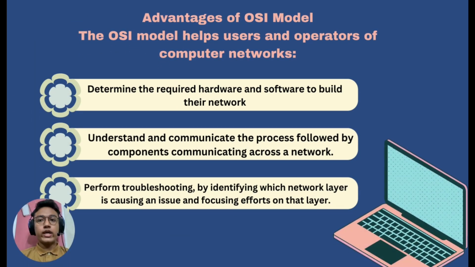Advantages of the OSI model. The OSI model helps users and operators of computer networks to determine the required hardware and software to build their network. Next, it also helps them to understand and communicate the process followed by components communicating across a network. Lastly, it also helps them to perform troubleshooting by identifying which network layer is causing an issue and focusing efforts on that layer.